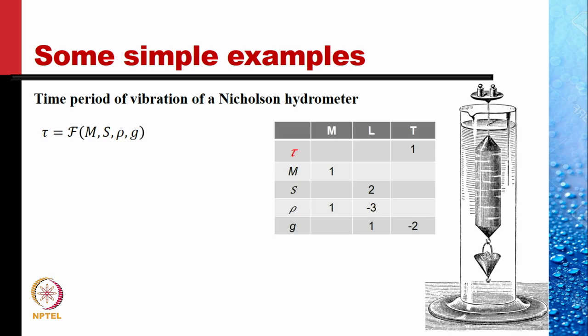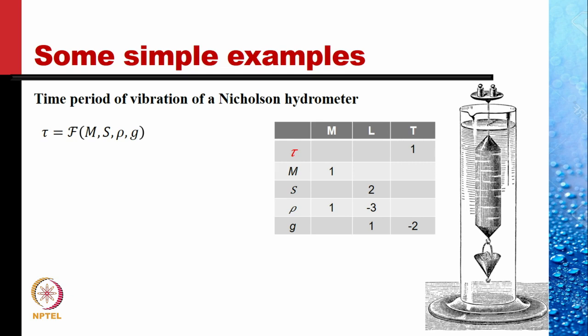There are 3 units available if we use the MLT system, so that we can write the dimension of the dependent parameter tau and the independent parameters m, S, rho, and G in terms of MLT, and this table gives it. Rho, the dimension of density, is mass per unit volume, M L minus 3. G is like acceleration, L T minus 2. S, the area, is like L square.